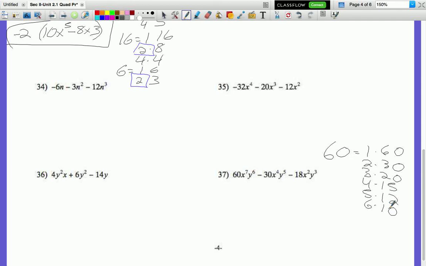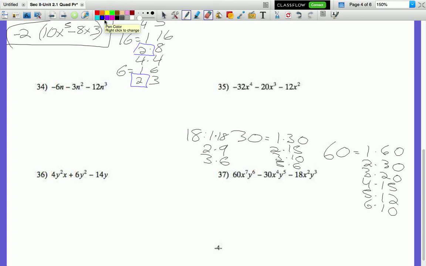We write out what times what equals 30. 1 and 30, 2 and 15, 3 and 10, 4 no, 5 and 6, 7 no, 8 no, 9 no, and then what times what equals 18? 1 and 18, 2 and 9, 3 and 3, or not 3 and 3, 3 and 6, sorry. 4 no, 5 no. So what number do they have in common with all of them?